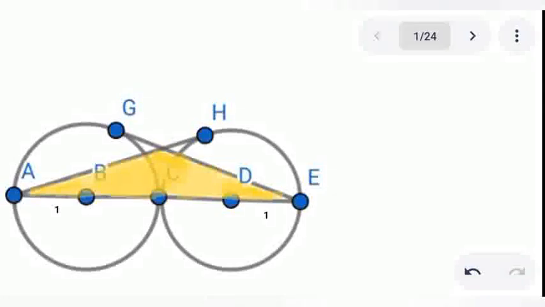Everyone, let us try to solve this geometry problem. Now we're given two externally tangent circles that are congruent to each other, each having a radius of 1 unit. We're going to find the area of the yellow triangle found in between these two circles.